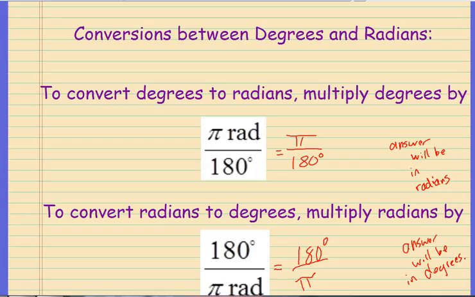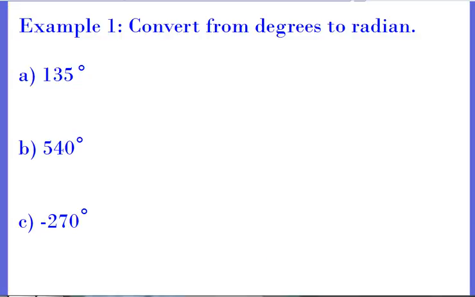All right? Let me show you how easy this is. Let's convert from degrees to radians. Does everybody have a calculator? Good. Okay, so here we go. It's 135 degrees. So what am I going to multiply this by? Pi over 180. You're just going to multiply this by pi over 180.